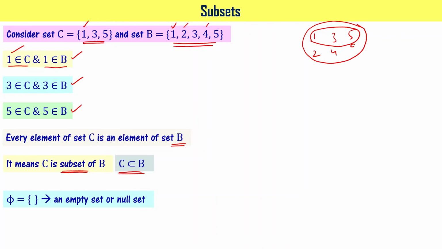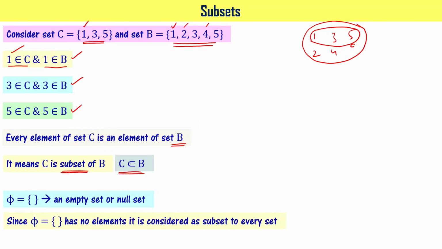So remember this: since phi, the null set, has no elements, it is considered to be a subset of every set. Please note this. Phi is a subset of any set which has got elements.